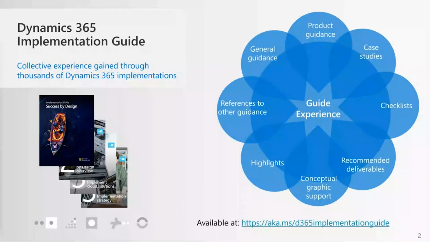This is the implementation guide, written by the Fast Track team. It has guidance on all the areas from initiate, design, build, and deploy, all the way to the operate phase. It also covers both finance and operations as well as customer engagement, all Dynamics 365 apps. I highly recommend this guide. Please keep it handy at your end. If you are looking for something, see if you can find it here. It is a great reference document.